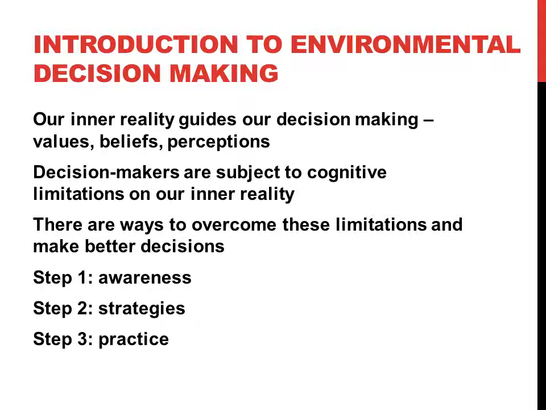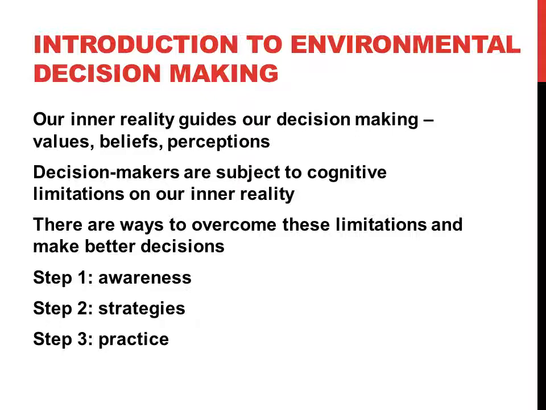One of the important presuppositions of this class is that our inner reality guides our decision making. Our values, beliefs, and perceptions determine what types of decisions we make. They, in effect, provide a mental hardware or hardwiring for making decisions. This hardwiring is subject to limitations, and so we are, as decision makers, subject to cognitive limitations because our inner reality tends to be biased. And there are ways to overcome these limitations and make better decisions.